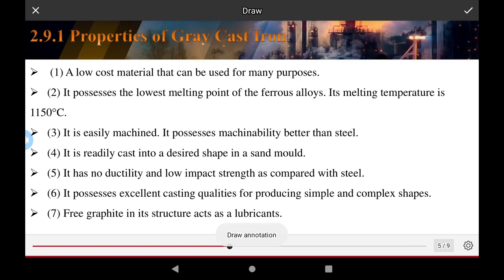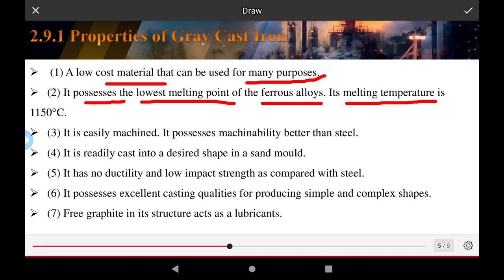Property of grey cast iron: it is a low cost material that can be used for many purposes. It possesses the lowest melting point of the ferrous alloys. Its melting temperature is 1150 degrees Celsius. It is easily machined. It possesses machinability better than steel.